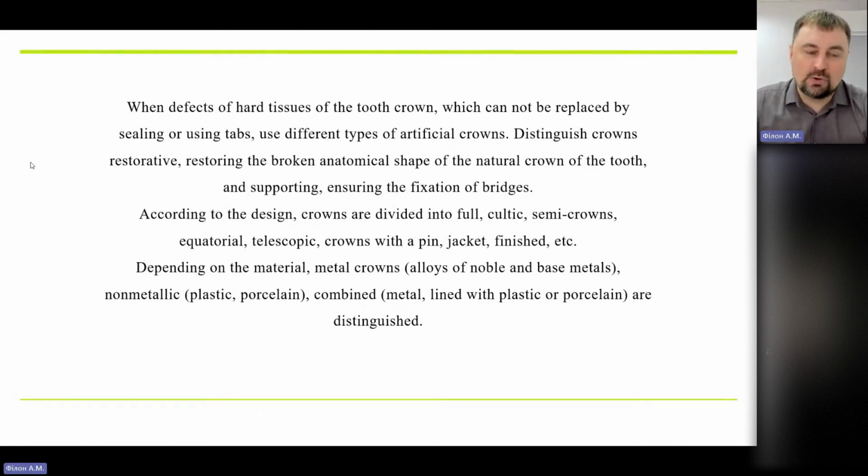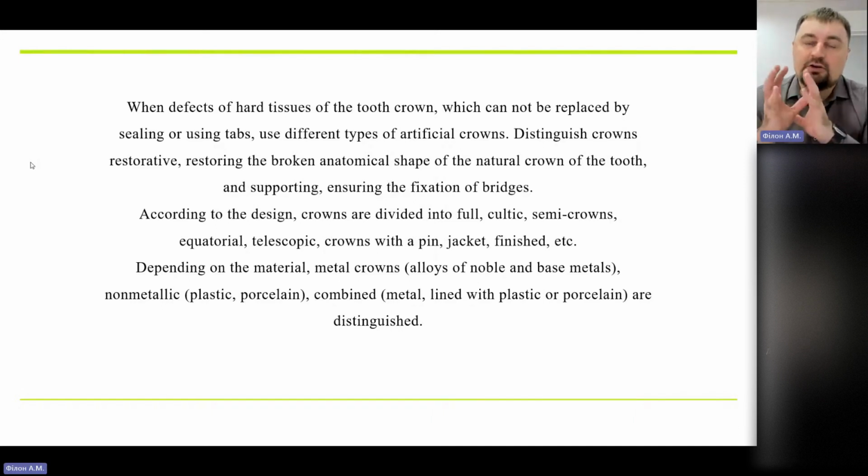So, when defects of hard tissues of the tooth crown cannot be replaced by sealing or using tabs, we use different types of artificial crowns. Artificial crowns restore the broken anatomical shape of the natural crown of the tooth and serve as supports, ensuring the fixation of the bridges. That's what I said before about defects of the crown.